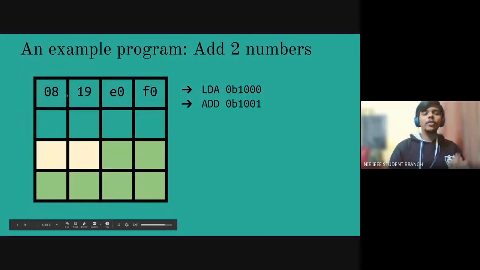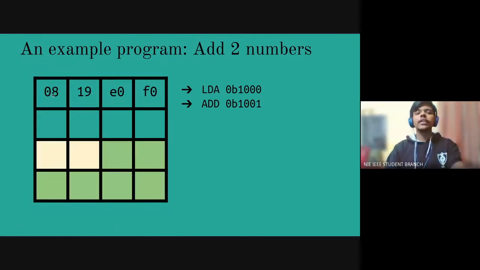All you have to do is, I showed you that RAM block, right? ROM block. You'll have to click on these and store them like this. So 0, 8, 1, 9, click on this, type E0, click on that and type F0. That's it. You have to program your computer.